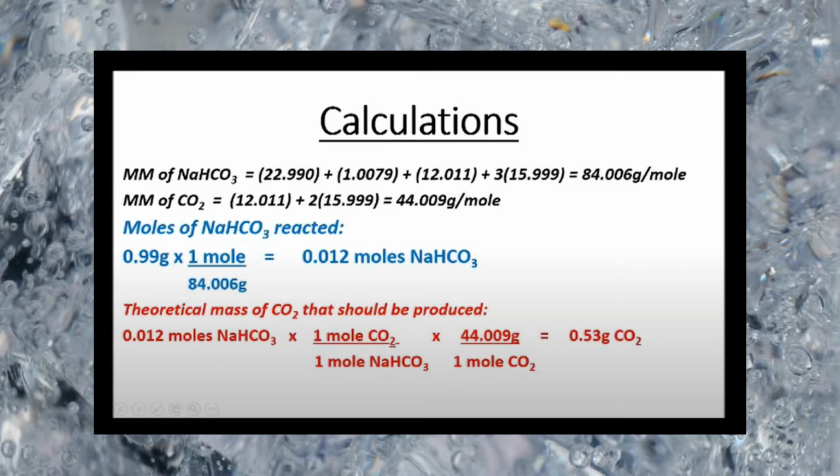After getting the moles of sodium bicarbonate that reacted, we can now get the mass of carbon dioxide that should be produced in this reaction. Therefore, we have to convert the moles of sodium bicarbonate to moles of CO2, or carbon dioxide. The next step is to convert the moles of carbon dioxide to grams. With that, we get the theoretical mass of carbon dioxide that should be produced in this reaction, which is 0.53 grams of carbon dioxide.